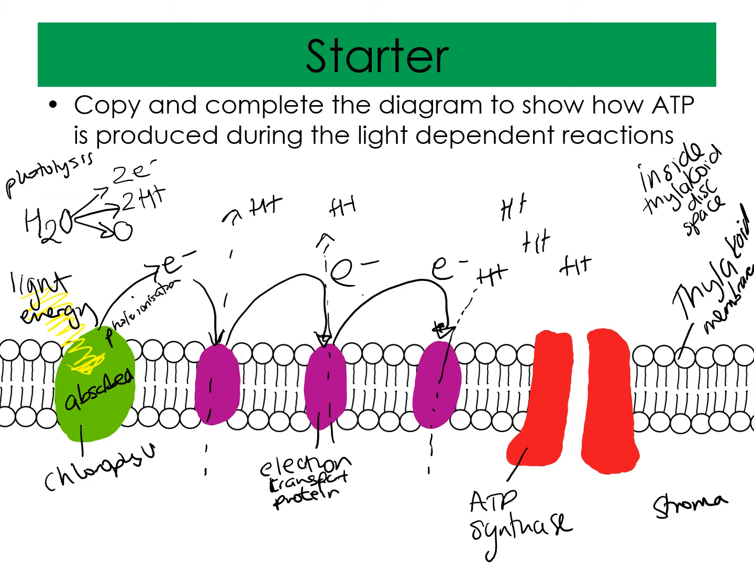So now we've just got to make our ATP. So we've got our proton gradient that we've established. So we've got lots of protons inside the thylakoid disc space and a channel for them to move through, which is in our ATP synthase. So we show then that our protons will move back down, back across the thylakoid membrane, down a concentration gradient this time. And as they do that, the enzyme ATP synthase catalyzes a condensation reaction between ADP and phosphate, and we get ATP produced. Okay.